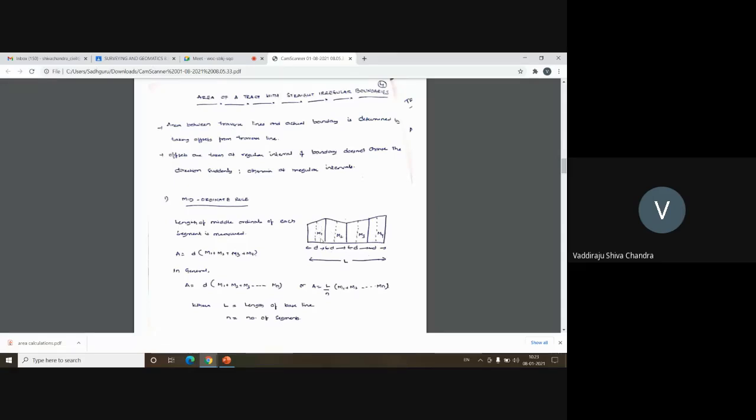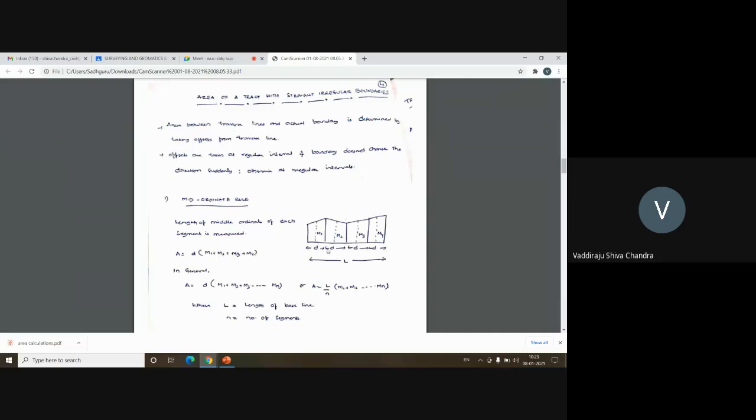So when I measure this M1, M2, M3, M4 in the field using a tape, and when I know the distance between two successive ordinates or two successive offsets, okay, the area is given by A equal to D into (M1 plus M2 plus M3 plus M4). So if I have 10 ordinates, I'll be getting M1 plus M2, M3, M4, M5, M6, M7 up till M10, multiplied by D, the distance between two successive ordinates.